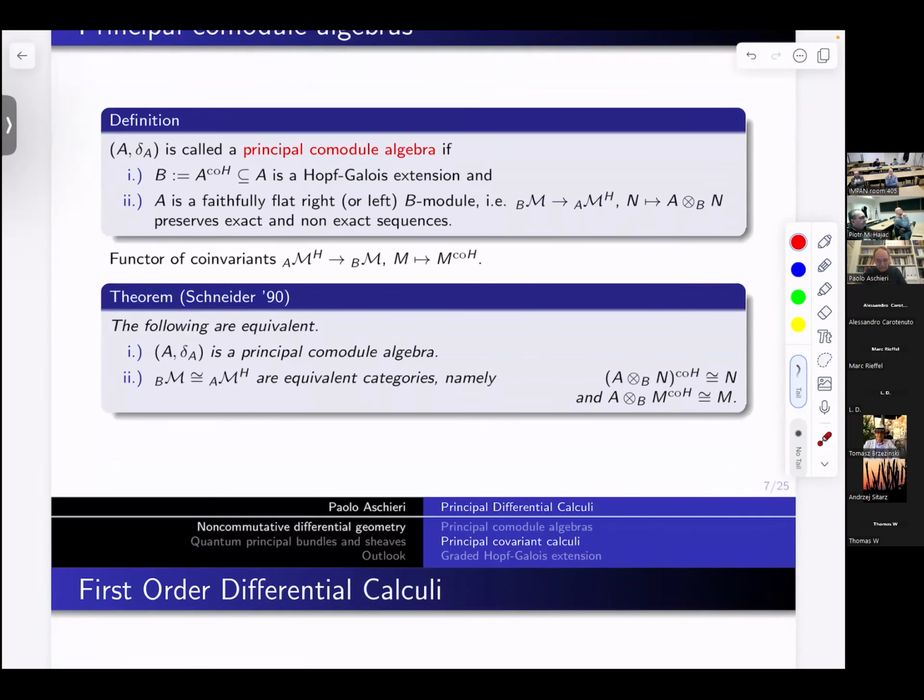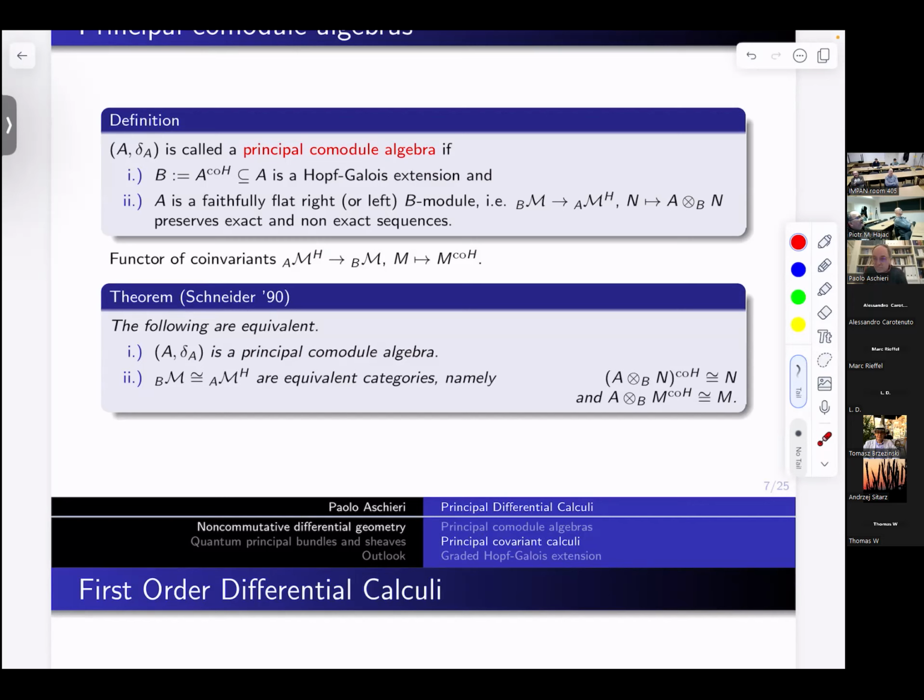Now let me also recall this theorem due to Schneider: requiring faithful flatness, or principality, of such a comodule algebra is the same as asking that these two categories are equivalent. May I make a quick comment, Paolo?